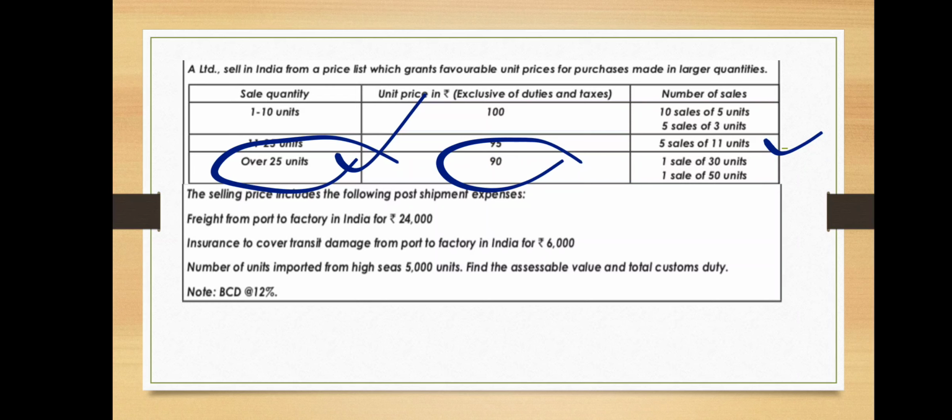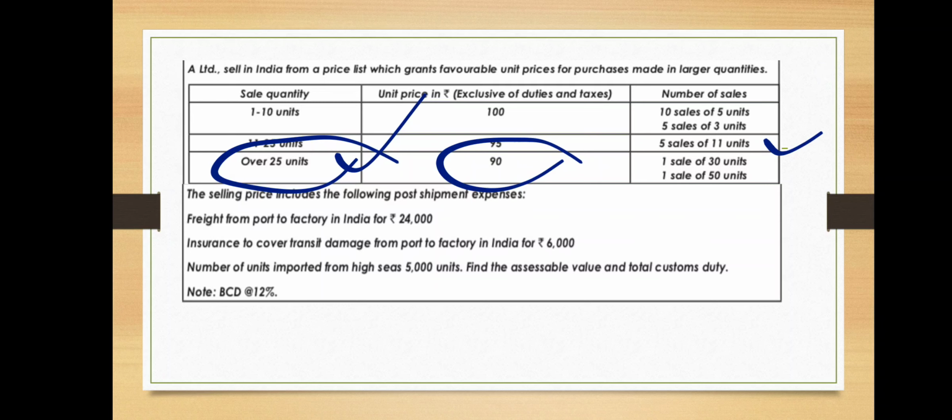The selling price includes the following post-shipment expenses. So in the deductive method, as I told, all the expenses you need to deduct. So what are the expenses they have given here? Wait a second. They have given here freight from the port to factory in India, that is 24,000. If it is not given, it means we need to take it into consideration.